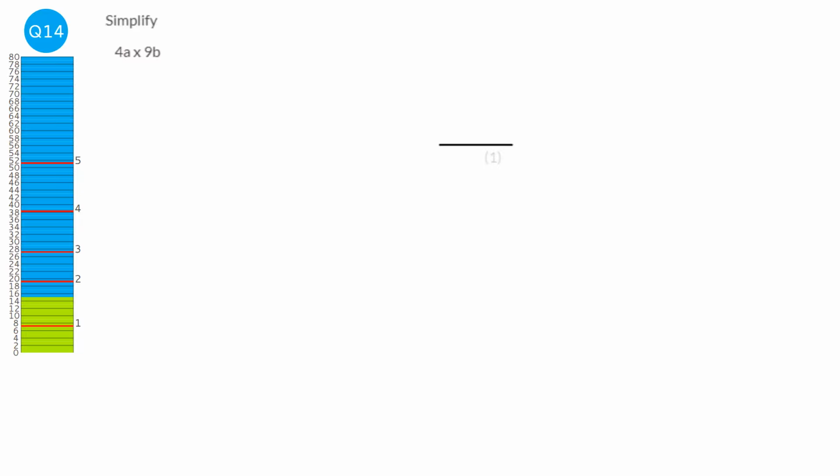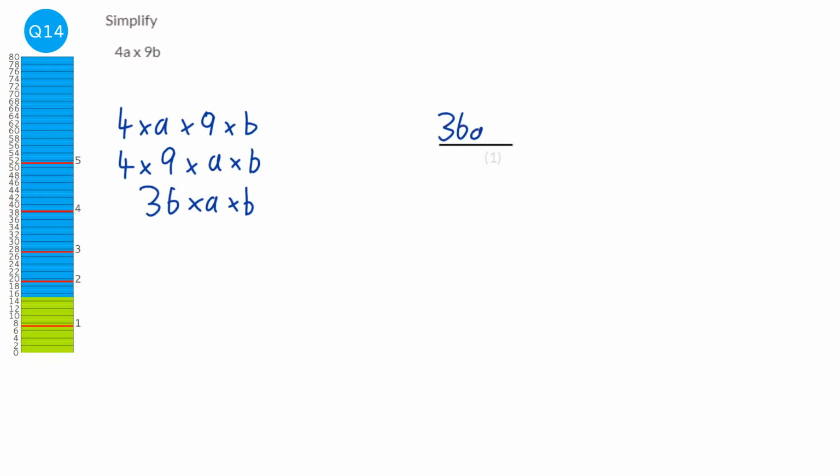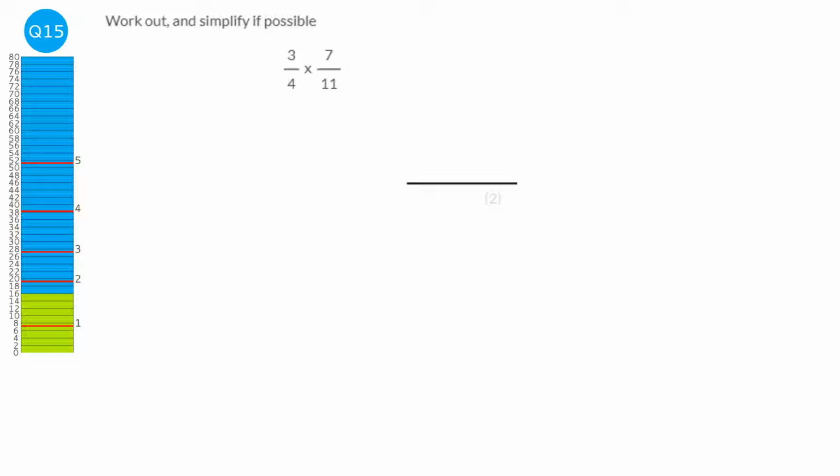When a number is next to a letter, we actually have a times sign there. So I'm going to rewrite this question as 4 times A times 9 times B. What I'm going to do is put the numbers together. So 4 times 9, and then put the letters at the end. Now 4 times 9 is 36. So it would be 36 times A times B. And in algebra, we don't put the times signs. So it's 36AB.